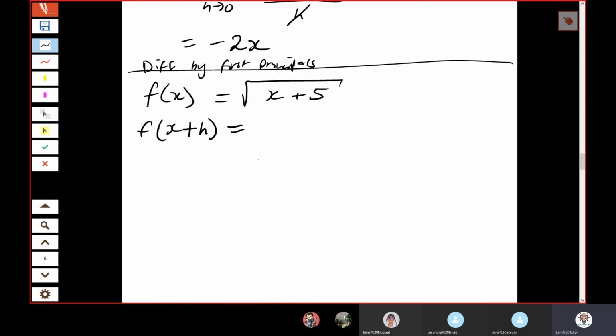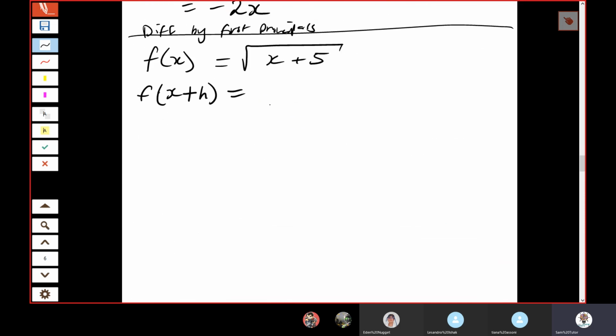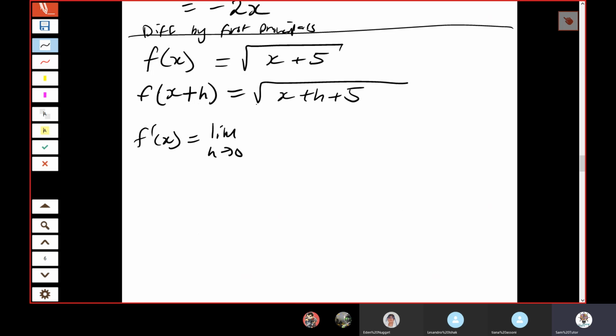So I've got this question. I'm like, well, that's great, I don't have this. So there it is. Now I have it. So therefore, f dash of x equals limit as h approaches 0 of f of x plus h, which is this, minus root x plus 5.